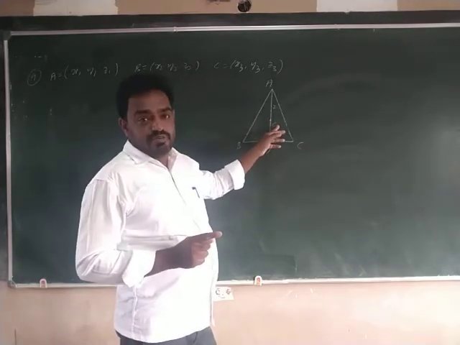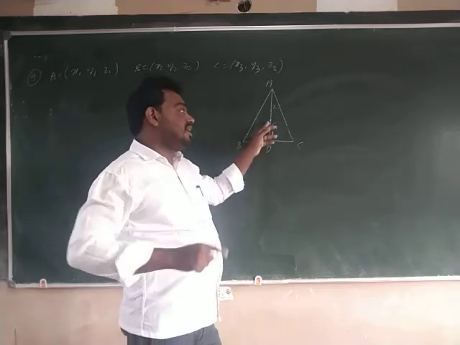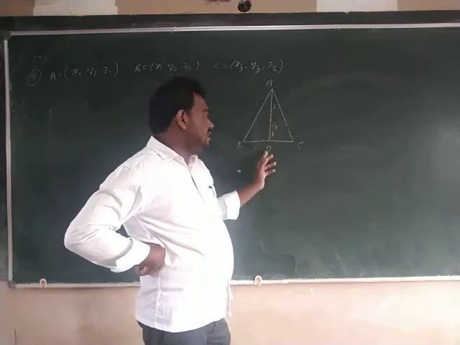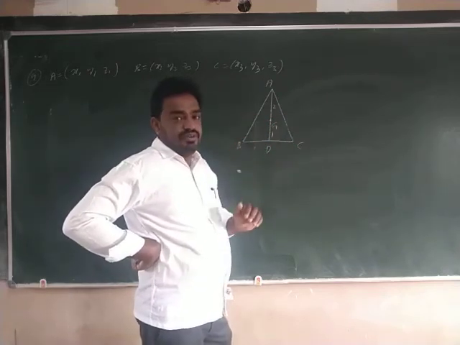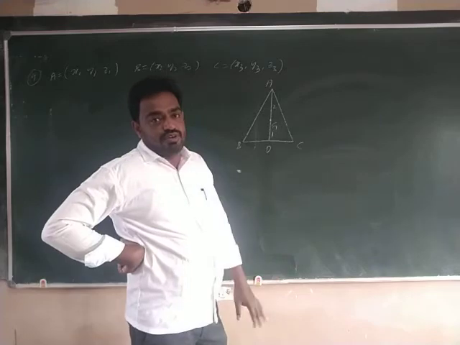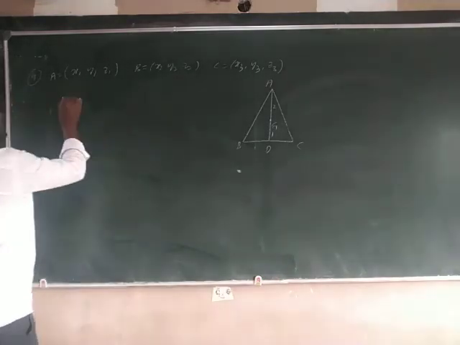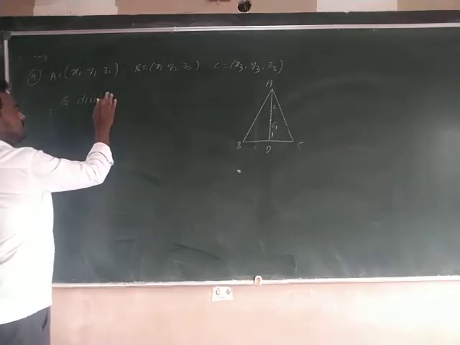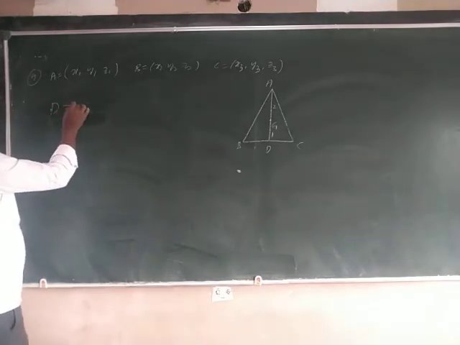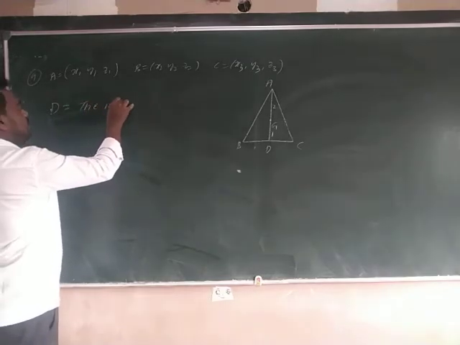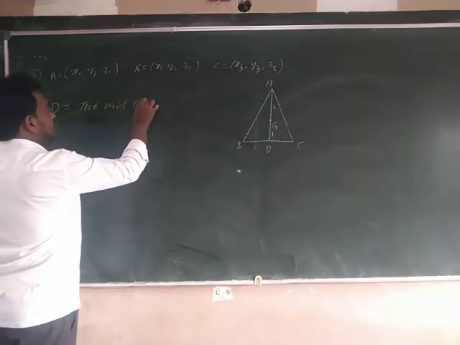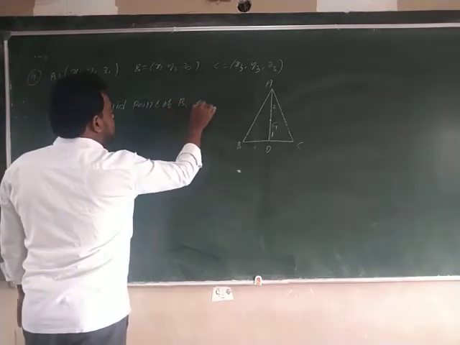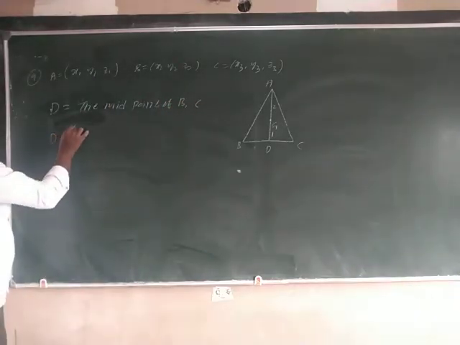So the centroid is denoted by G. The centroid G divides the medians AD, BE or CF in the ratio 2:1 only. So here G divides AD. First you find D. What is the point D? The midpoint of B, C.